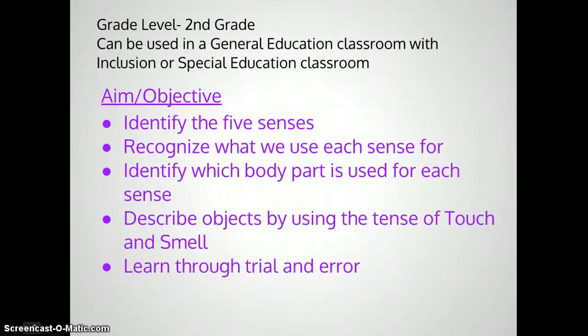This lesson is for a grade level, 2nd grade. It could be used in a general education classroom with inclusion or a special education classroom. The objectives for this lesson are that students will be able to identify the 5 senses, recognize what we use each sense for, identify which body part is used for each sense, describe objects by using the sense of touch and smell, and learn through trial and error.